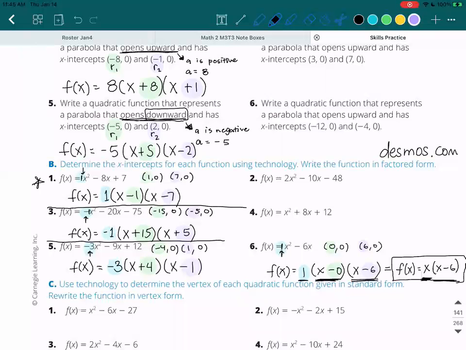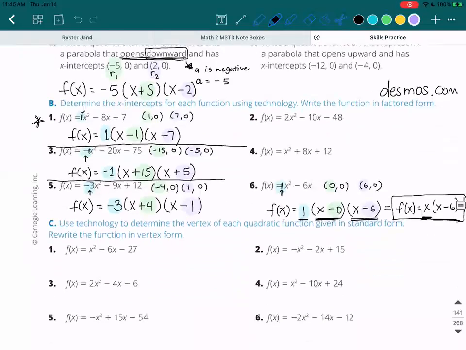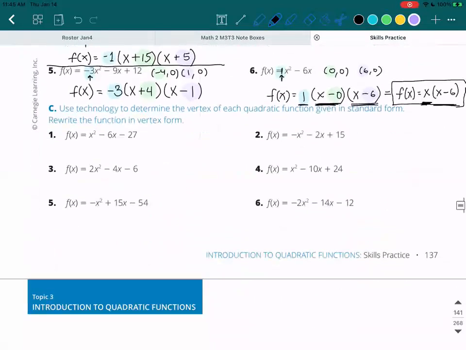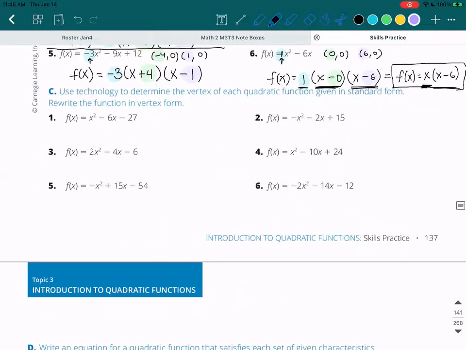All right, so now let's scroll down to part C. I'll just scroll like that. And it says, use technology to determine the vertex of each quadratic function given in standard form. Rewrite the function in vertex form. So let me remind you what vertex form looks like, because now we're not writing in factored form anymore. We're going to write vertex form.